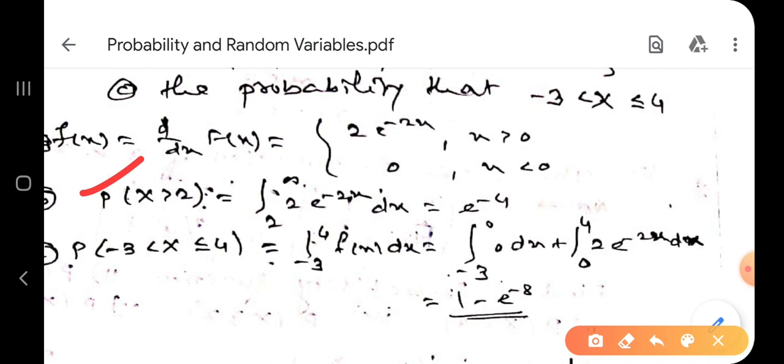Understood everybody? Next one, between minus 3 to 4. So integral minus 3 to 4 f of x dx. Here you have to keep in your mind minus 3 to 4, but my value starts from 0.